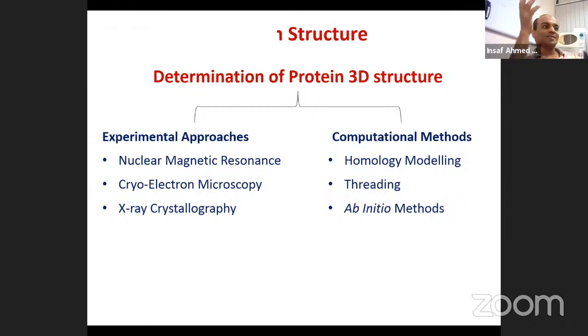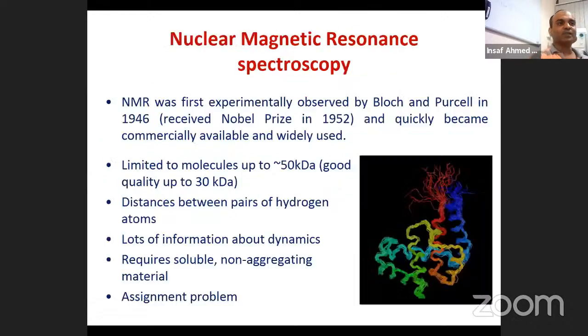The experimental methods are NMR spectroscopy, NMR meaning nuclear magnetic resonance. Second method is cryo-EM, cryo-electron microscopy. And third method is X-ray crystallography. Similarly, you have computational methods, and there are three types of computational method. One is homology modeling, second is threading, and third one is the ab initio method. I will tell you a little bit briefly about these methods.